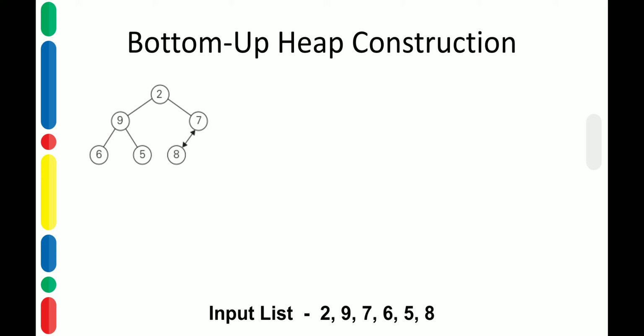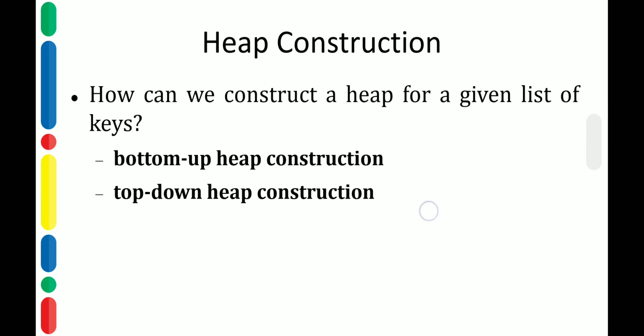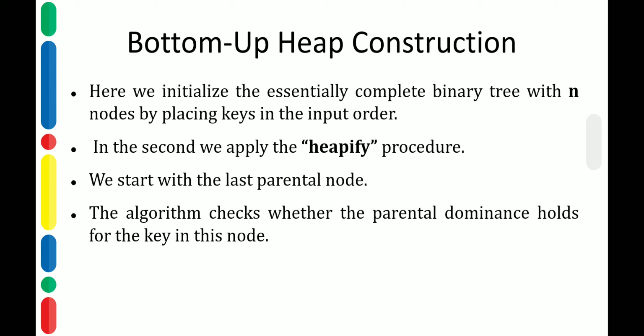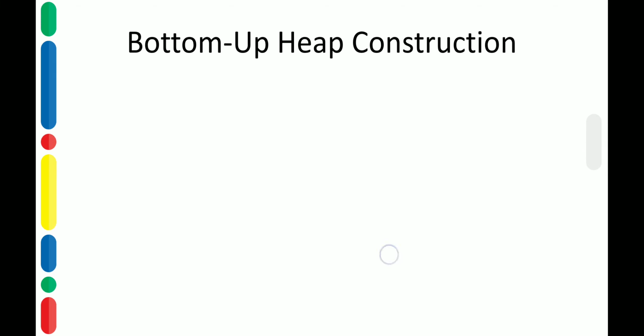You should not imagine these heaps as being stored in a linked list representation. Rather, you should think of these heaps as being stored in an array. If you just want to backtrack, this shows the way in which the elements are stored as a heap. The heap in the diagram is represented by the array 10, 6, 9, 2, 5, 7, 8. So this is an array representation and not a linked list representation.